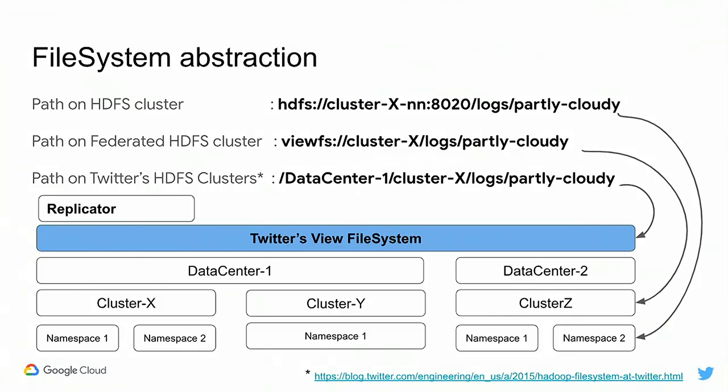With this, you can globally identify data which is stored in any cluster. So you would say /datacenter1, cluster X, and then the data, and the client-side mountable will take care of resolving it to the right Hadoop name node. So now tools such as a replicator will use these globally identifiable paths and then act upon the data which it's replicating, right?